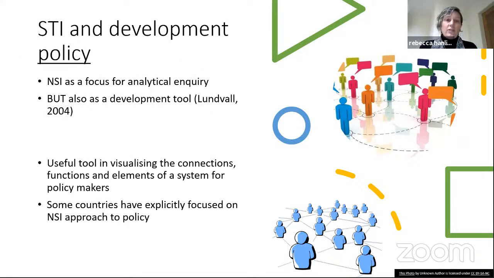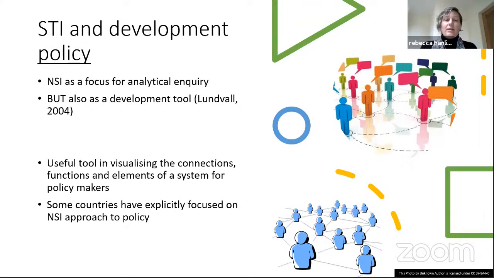So the third thing I wanted to mention was the difference between focusing on NSI as an analytical tool, which is very much the context in which Lilian gave her lecture, and that of a development tool, a tool that is useful for policy discussions. It's a useful tool in visualizing connections, functions, and elements for policymakers, and I use it a lot. And I'm just about to show a slide that has a picture of the Kenyan innovation system in it.